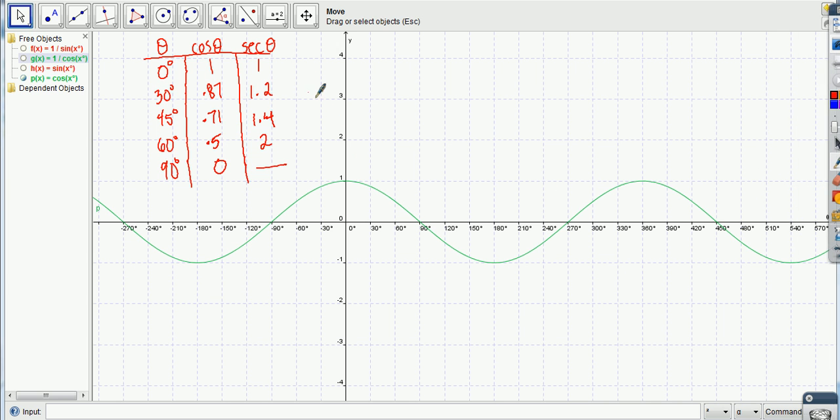Now, let's do the secant. The secant's a little weirder, okay? So let's put some points in there. What are we putting in? At 0 degrees, we're putting in a 1. Wow, just like the cosine. Same spot, isn't it? But that's about the only similarity between them.